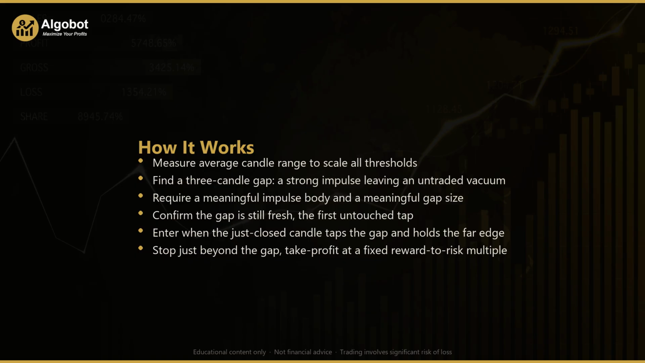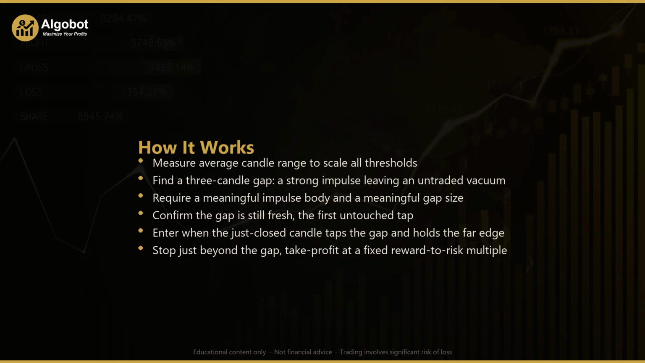For a bullish gap, it needs 3 things. First, the high of the oldest candle in the trio must sit below the low of the newest candle, leaving an up vacuum between them. Second, the middle candle must be bullish, with a body large enough to count as a genuine thrust, at least the impulse factor multiplied by the average range. Third, the height of the gap itself must be meaningful, at least the minimum gap factor times the average range.